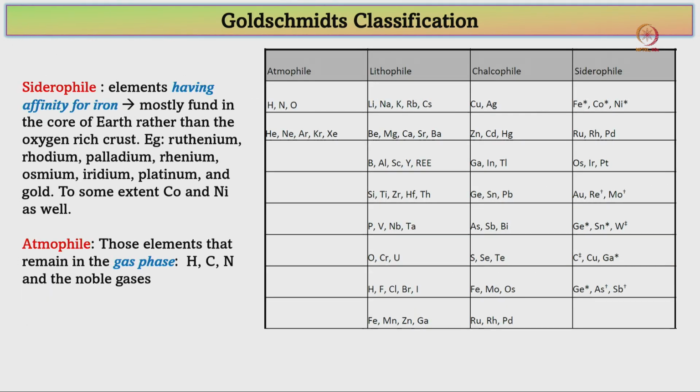Then another group of elements is the siderophile group of elements. They have a love for iron. They will love to be wherever iron is. And since iron is itself a chalcophile element, siderophile elements also tend to form in the earth's core. They will remain in the earth's core rather than the oxygen-rich earth's crust. So, the platinum group of elements and cobalt, nickel, these elements as well, they like to be in the earth's core.